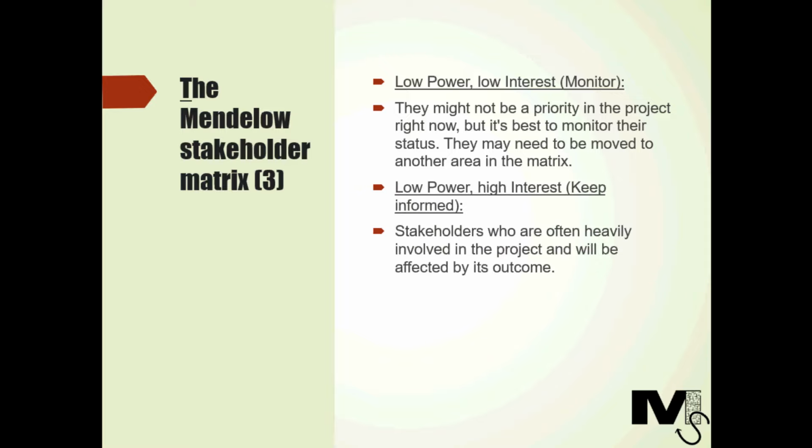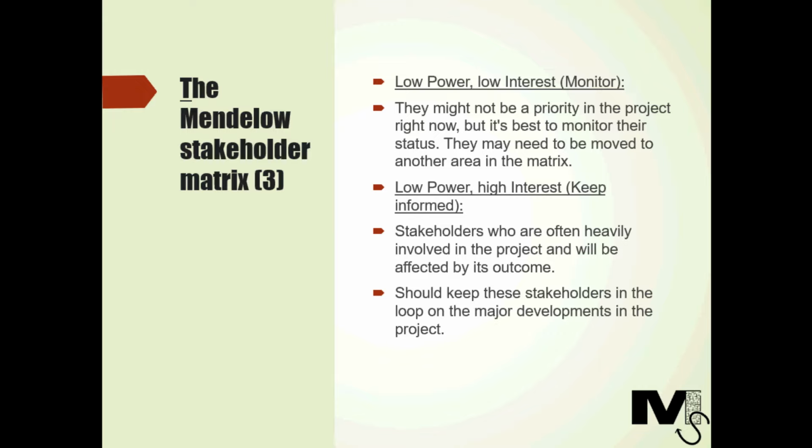Low power, high interest. So these are stakeholders who are often heavily involved in the project and will be affected by its outcome. They, however, do not have enough power or say over the direction of the project. They could also be involved in certain aspects of the project and not be involved in others. Project management teams should always keep these stakeholders in the loop on the major developments in the project and also on aspects they aren't directly involved in. The effort they put in might indirectly influence other areas of the project. So it's very important to keep these stakeholders informed.